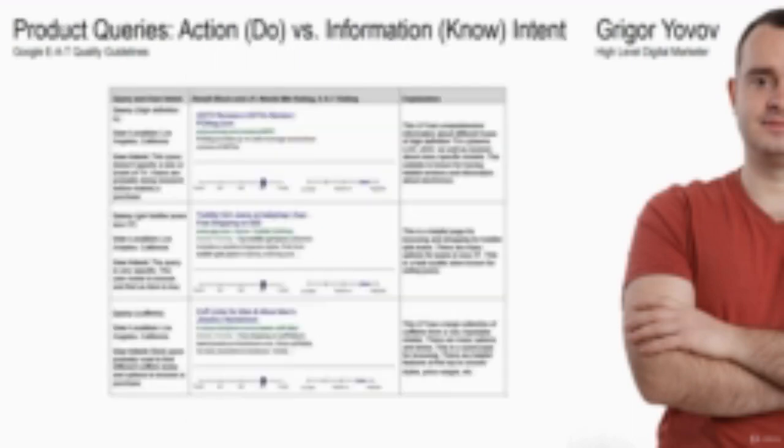Hello, in this lesson we'll talk about product queries, action, so-called do queries, versus information, so-called know queries, intent. And you can notice that some product queries, such as iPad reviews, as an example, have a clear information-seeking intent.